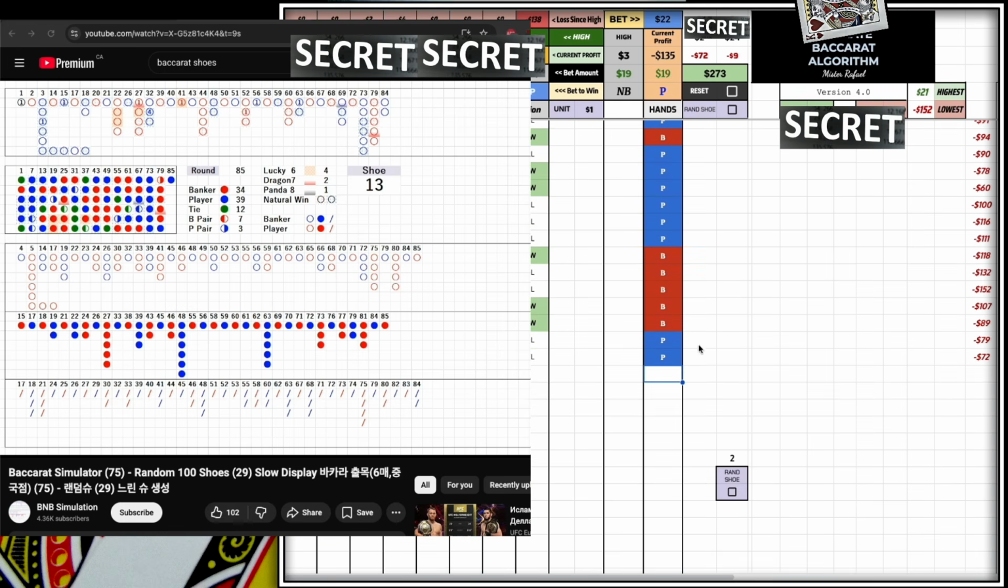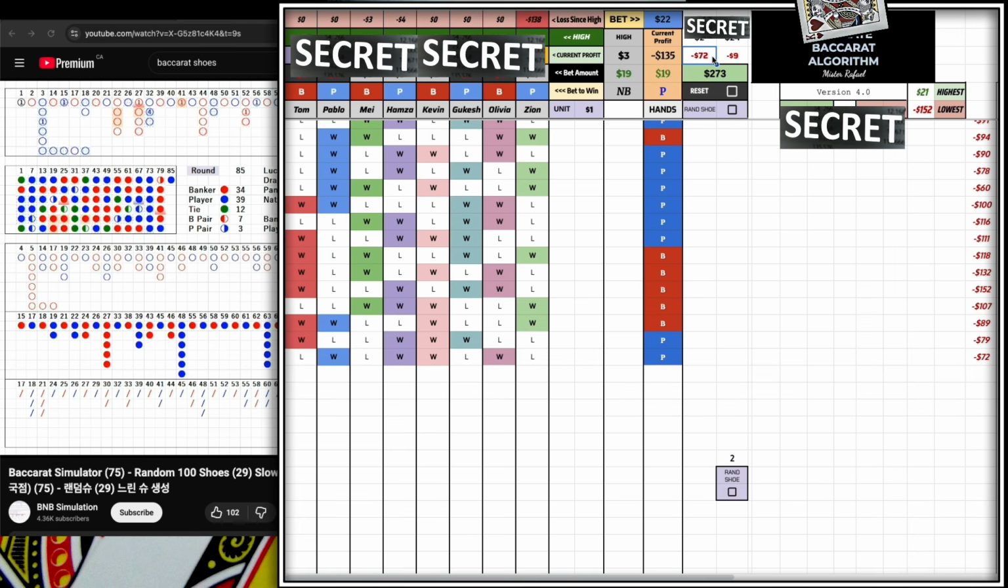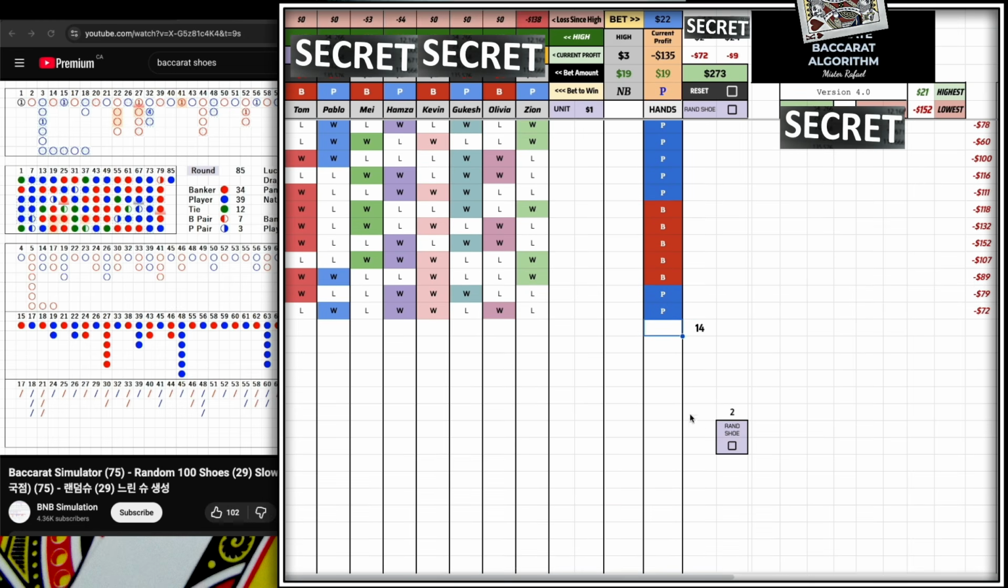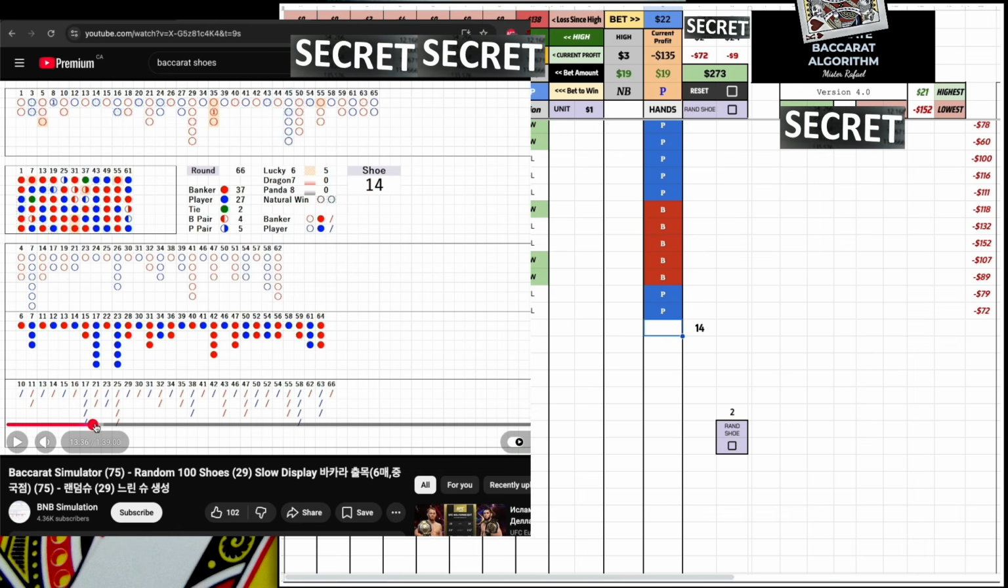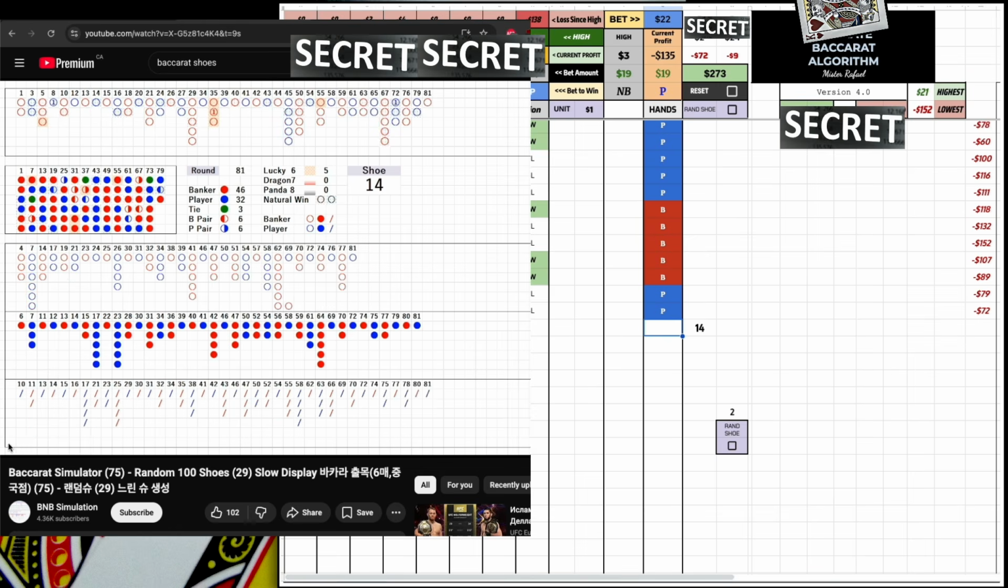All right, so shoe 13 currently sitting at minus $72. Highest profit was $21. Lowest was minus 152. Next bet would be $22 on player. So we're gonna keep going. Next shoe would be shoe 14. Right, let's skip ahead here. Okay, shoe 14.